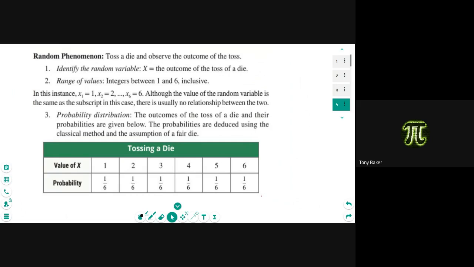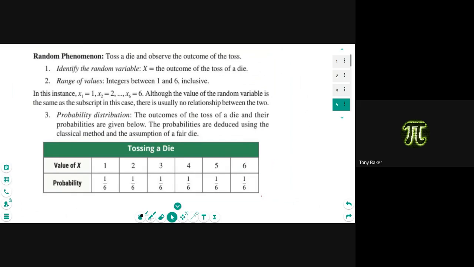So my random phenomenon, or my random process, I'm going to toss a die and observe the outcome of the toss. So the first thing we should be able to do is identify the random variable. So X, just like in algebra, we can use variables for this, is the outcome of the toss of the die. So what are the values that I would get when I roll a die? Yes, 1, 2, 3, 4, 5, 6. So we can easily identify each of those values. So the value of X is 1 through 6.